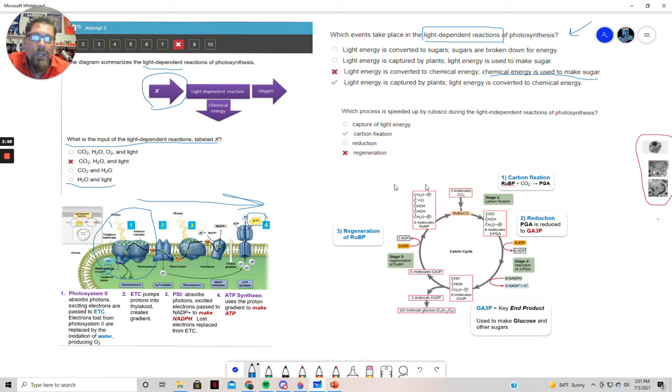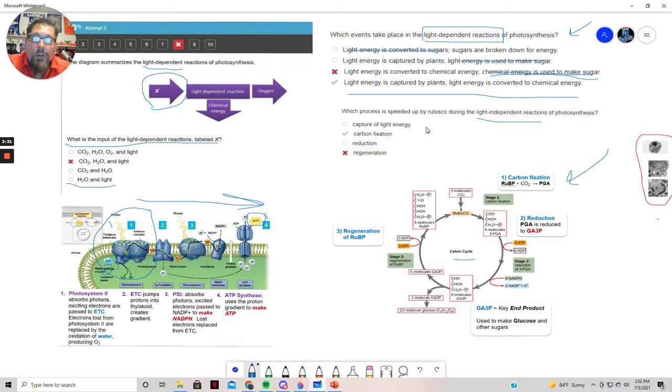We don't make any sugars until we get over here to the Calvin cycle. So if we look at this, we can toss that out. We can toss that out. We can toss that one out, and that just leaves us with the fourth choice. Light energy is captured and converted to chemical energy. We don't make any sugars until we get to the Calvin cycle, and the Calvin cycle is the light-independent reaction.